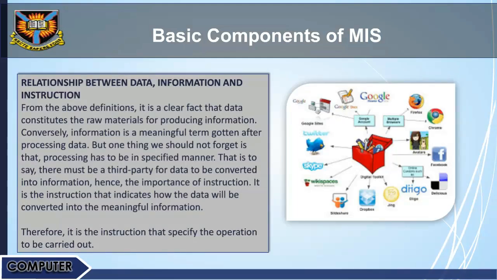Relationship between data, information, and instruction. From the above definitions, it is a clear fact that data constitutes the raw materials for producing information. Conversely, information is a meaningful item gotten after processing data. But one thing we should not forget is that processing has to be in a specified manner.